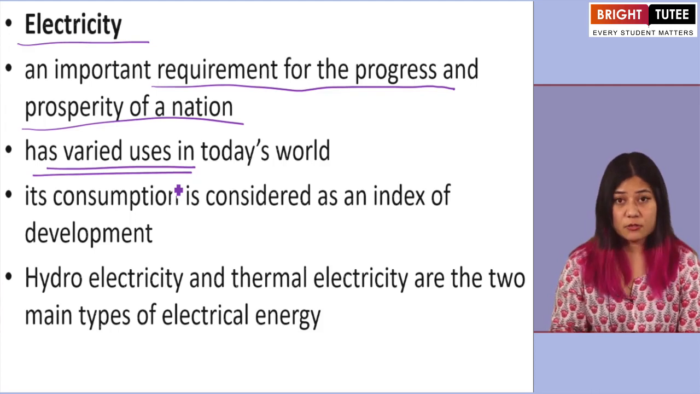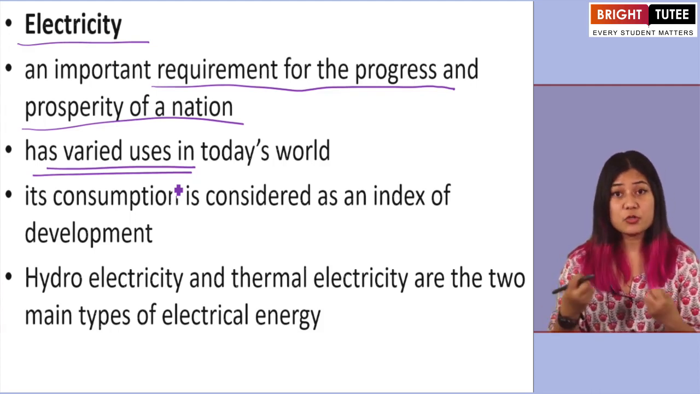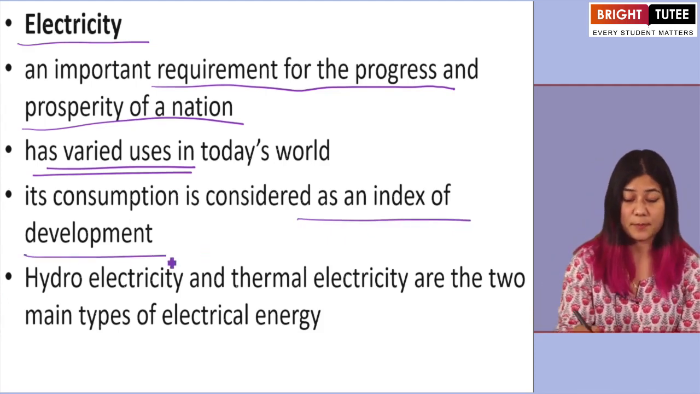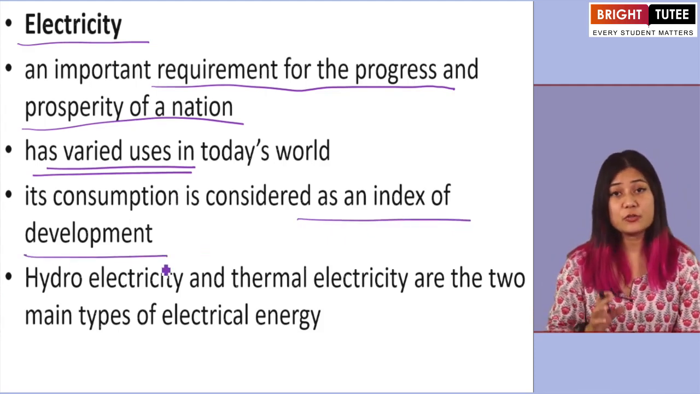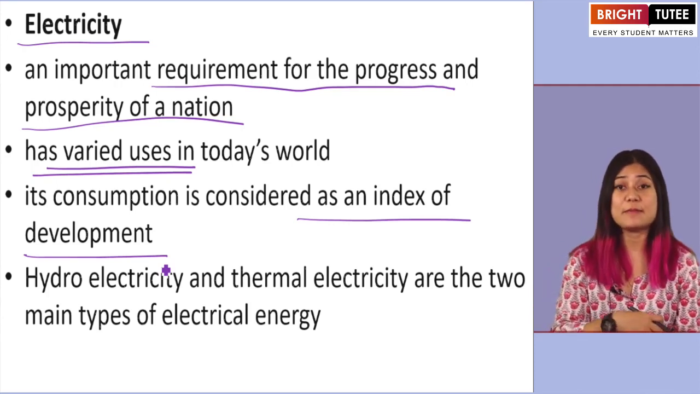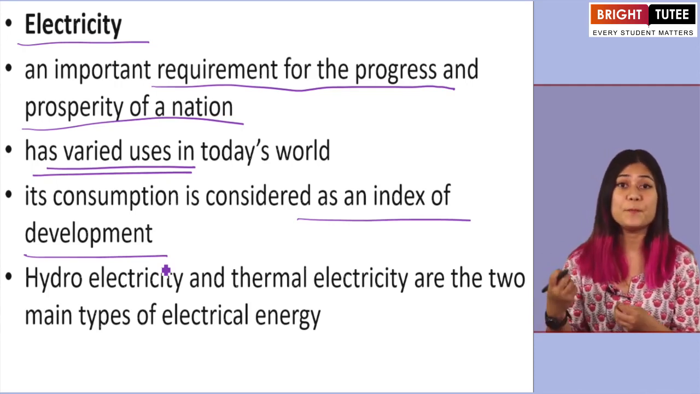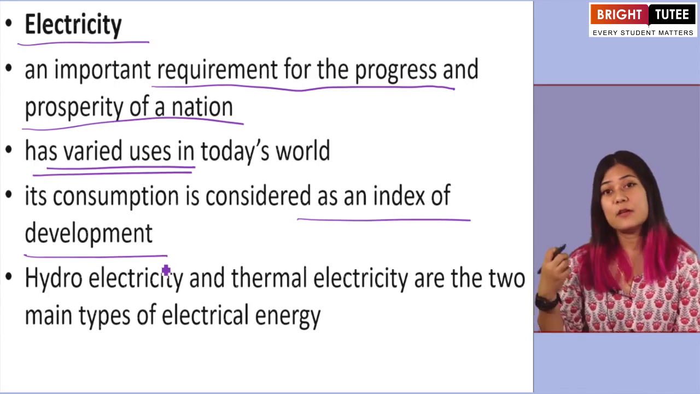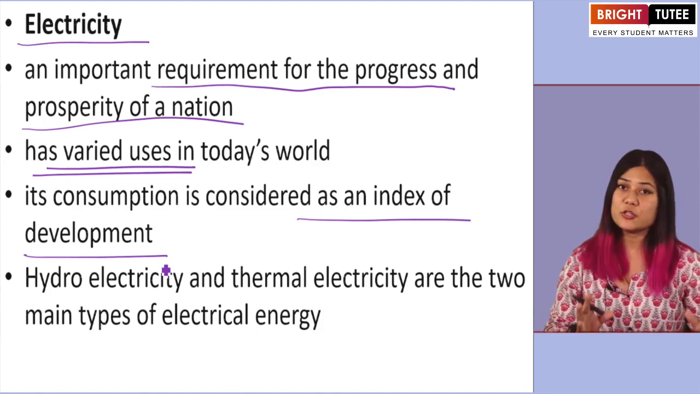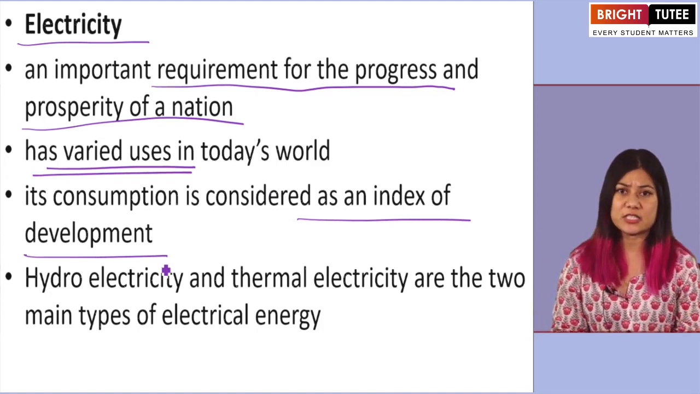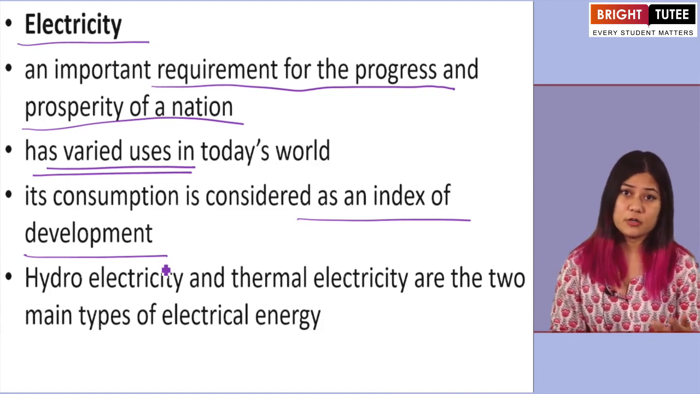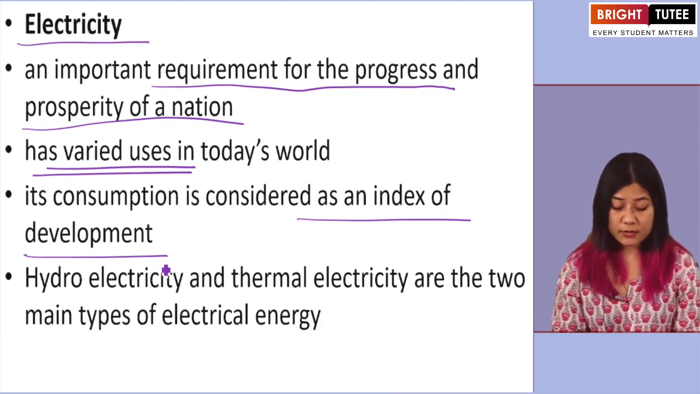The consumption of electricity, or the use of electricity, is considered as an index of development. So if a country uses loads of electricity, or it has immense use of electricity, then we can say that country is developed. If a country does not use electricity or uses very little electricity, then we know that country is not developed enough to use electricity. Okay?